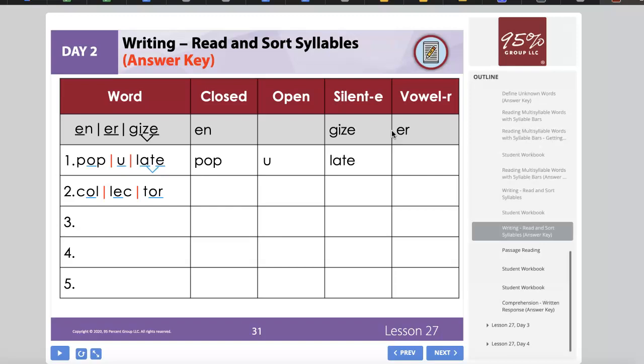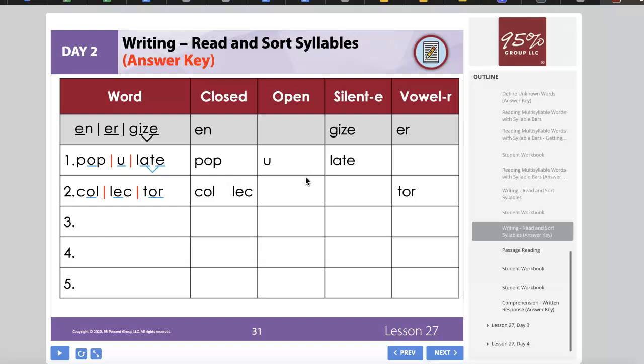All right, everyone say collector. Clap it. Collector. Let's look at our first syllable. Cull. K-ul. That needs to go in the closed category. What about lek? L-ek. That needs to go in the closed category also. What about tor? T-or. Tor. That needs to go in the vowel R category.